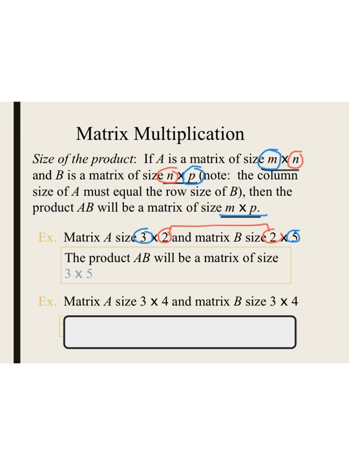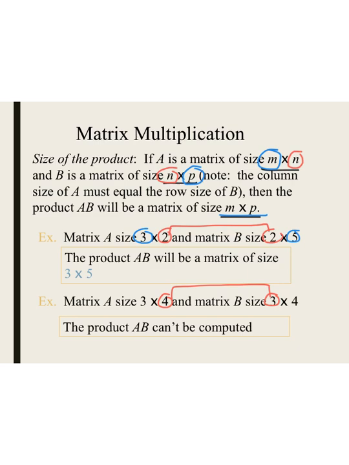Looking at the second example, we have a 3 by 4, and we want to multiply that by another 3 by 4. So the first check, the number of columns of our first matrix and the number of rows of our second matrix. Those numbers need to be the same. In this case, they are not the same. And since they are not the same, you can't multiply those two matrices together.